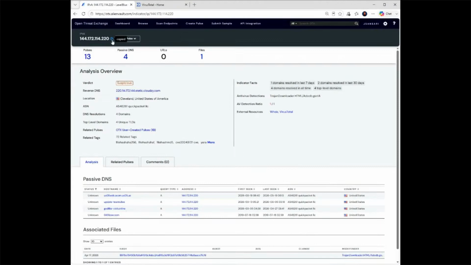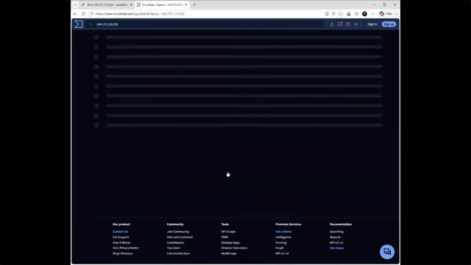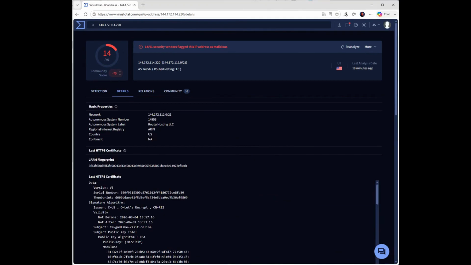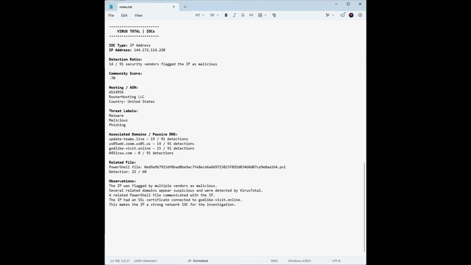Finally, I'll examine the IP address. VirusTotal shows that 14 out of 91 security vendors flag this IP as malicious. The IP is hosted by Router Hosting LLC and is associated with several suspicious domains, including update-teams.live. This helps connect the domain to the infrastructure used in the campaign. The VirusTotal results classify the IP address as malicious and associate it with several suspicious domains. The presence of a related PowerShell file communicating with the IP further strengthens its connection to malicious activity.